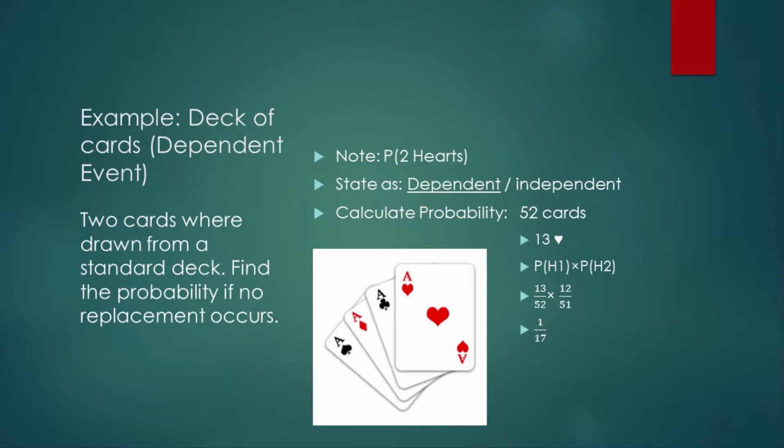When you do the calculations, there are in total 13 hearts within the 52 deck cards. The probability will be seen as P(H1) times P(H2). This gives you 13 over 52 times 12 over 51 because you have already drawn a card from the first event. This gives you a total of 1 over 17.